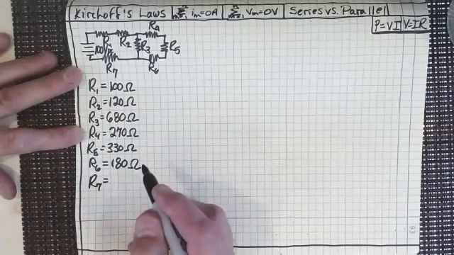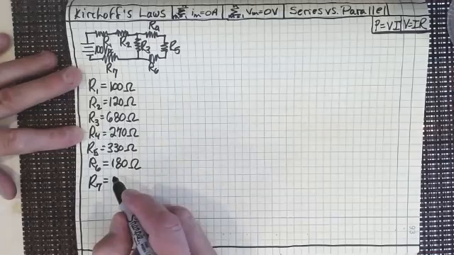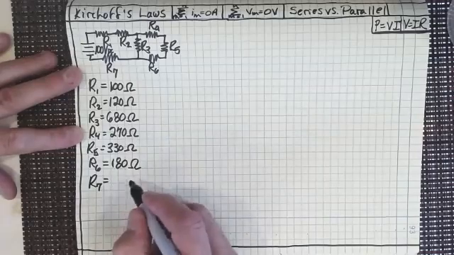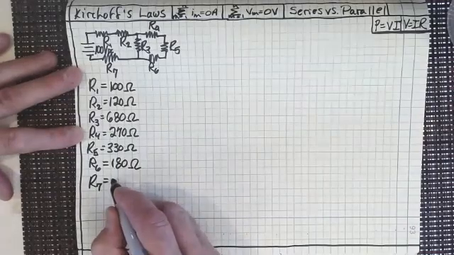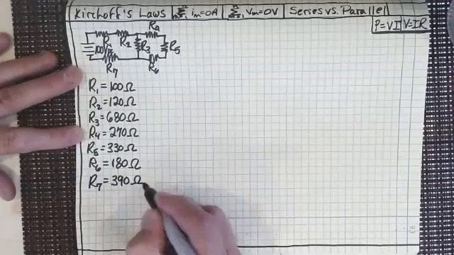R7 is, well, we don't want R7 to be too high, really, but we want it to be high enough. So I'm going to say that that's 390 ohms.